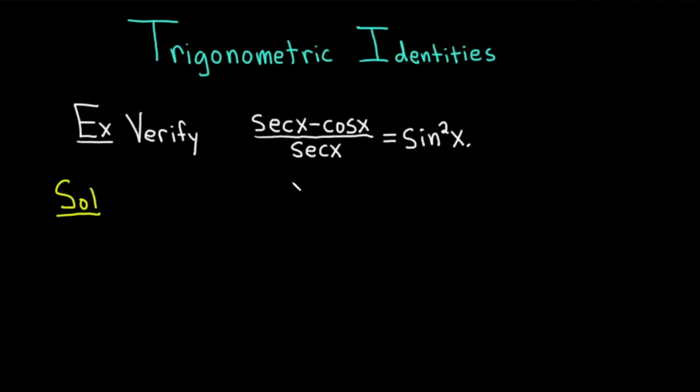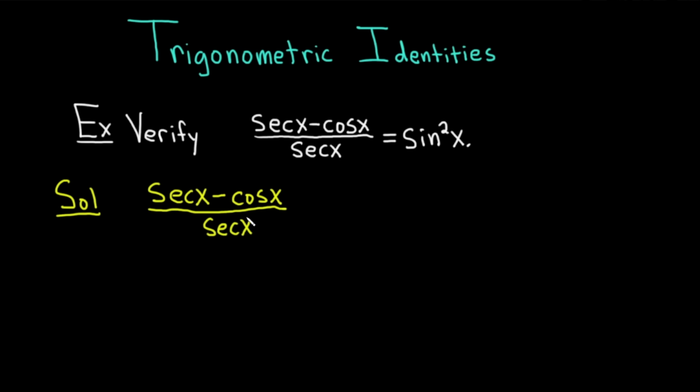When you're verifying trigonometric identities, it's usually a good idea to start by writing down the more complicated side. In this particular example, the left-hand side is the more complicated side. So we'll start by writing it down. We have secant x minus cosine x, and it's all being divided by secant x.